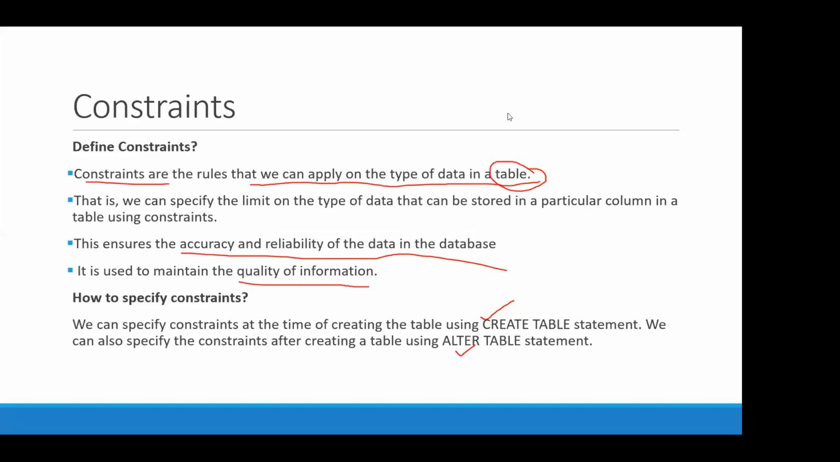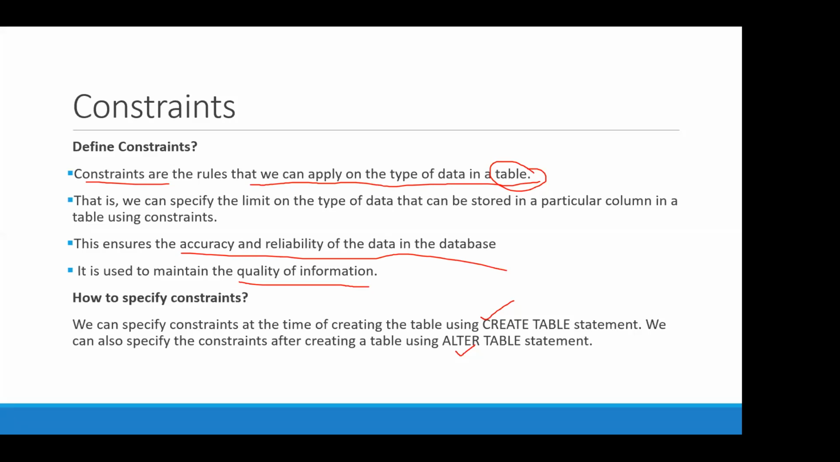Constraints are the rules that we can apply on the type of data in a table. Here we can specify the limit on the type of data that can be stored in a particular column in a table using constraints. Suppose I want to take this column value in a specific range, so I can use one constraint, a check constraint, for that column. That is the meaning of this statement.